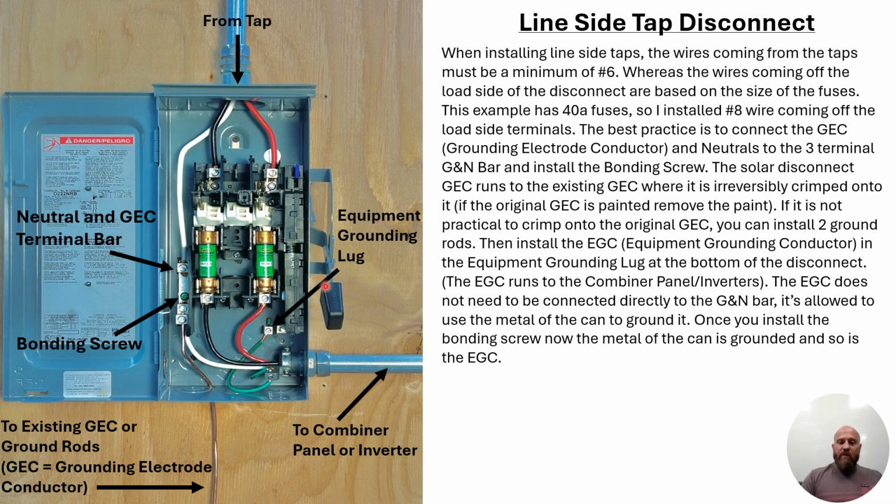And then we have the equipment grounding lug. If you'll notice, the equipment grounding lug is not connected to the ground and neutral bar. We are allowed to use the metal of the can to accomplish grounding. So once you install that green grounding and bonding screw, now the equipment ground lug is also grounded, and now the equipment will be grounded.